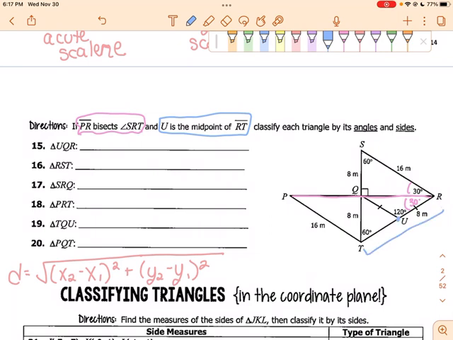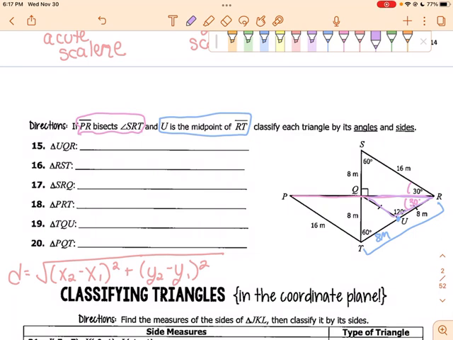Next section is that U is the midpoint of segment RT. So U is going to be cutting RT in half. So if one side is 8, the other side is also 8 meters. Now we should be able to figure out everything.